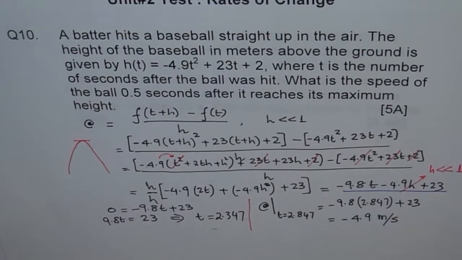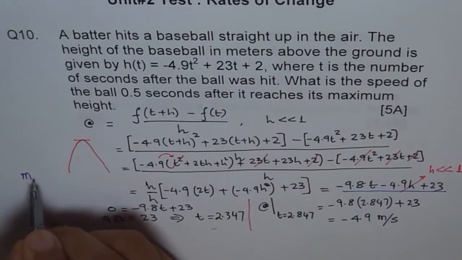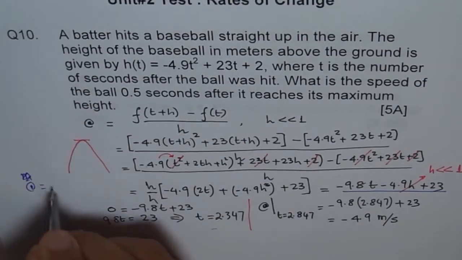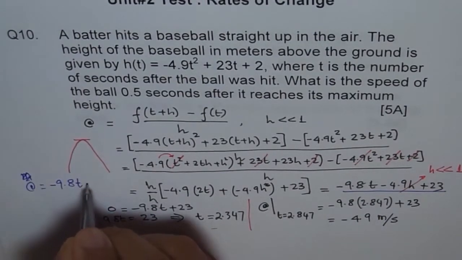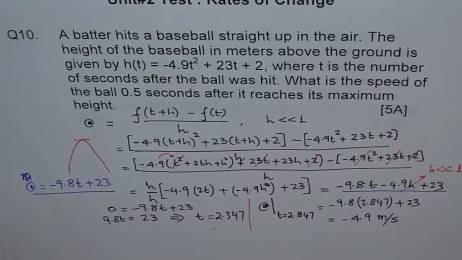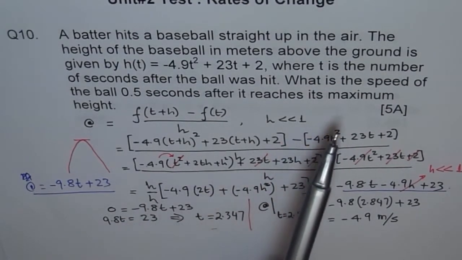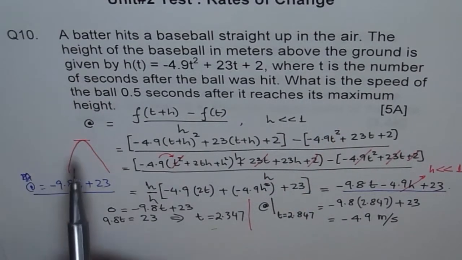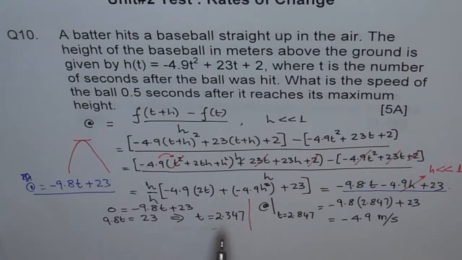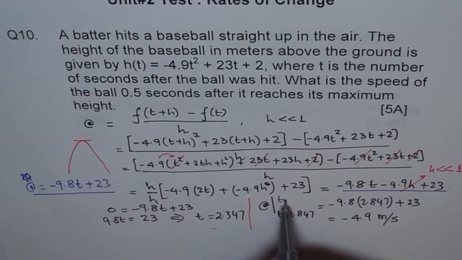So in general, we got here, let me write this very clearly. We got our slope, or I should say rate of change, as minus 9.8t plus 23. This is what we got, which is here. Now, the maximum will be at a point where the tangent has zero slope, right? The instantaneous rate of change is zero. So we equated this to zero and calculated t. So t came out to be 2.35. To this, we added 0.5 seconds because we are interested in finding the speed after 0.5 seconds. So we did t plus 0.5 and we came up with t equals 2.847.